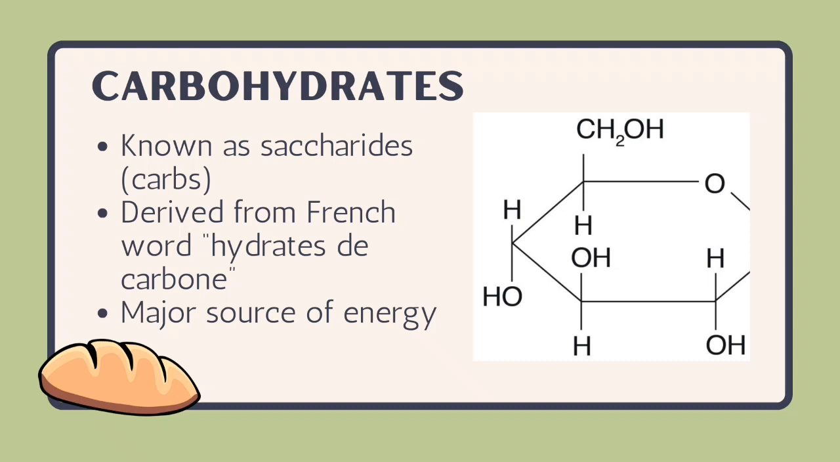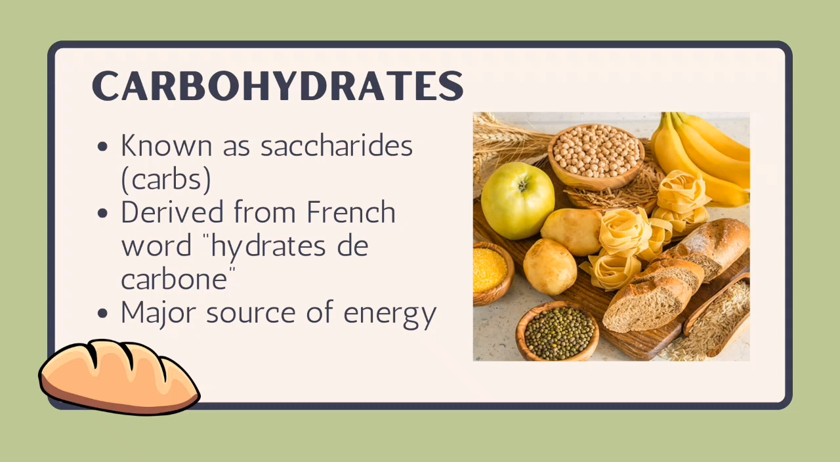Carbohydrates, also known as saccharides or carbs, is derived from the French word hydrates de carbone, or hydrate of carbons. We can find carbohydrates in grains such as bread, noodles, pasta, or in fruits and dairy products such as milk and yogurt. Carbohydrates is also known as the major source of energy for the body. So why do you think carbohydrates is called the major source of energy for our body?